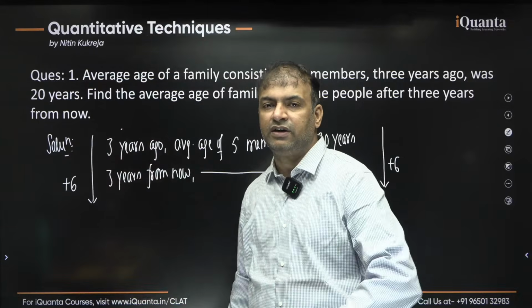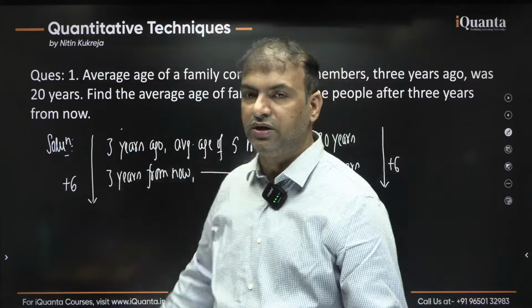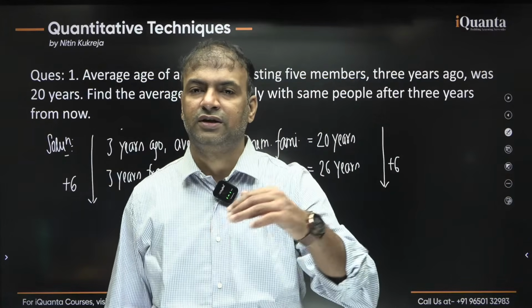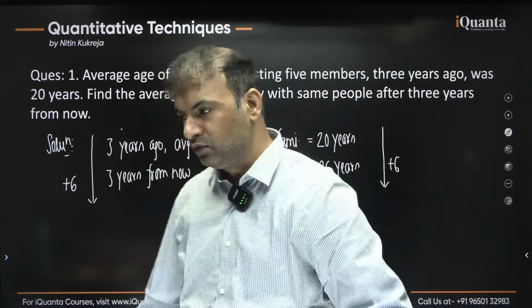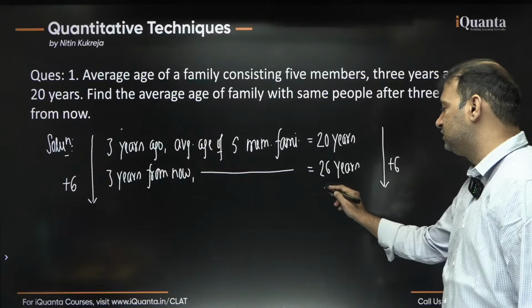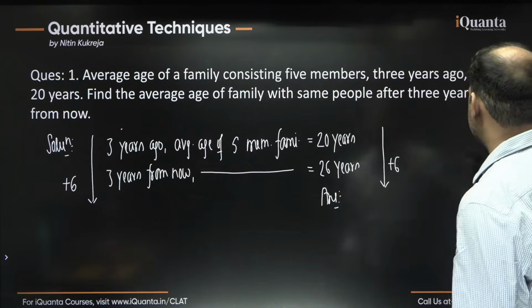The data given is of 3 years in the past, and the question is about 3 years in the future. So from 3 years in the past to 3 years in the future, the gap is 6 years, and we are moving 6 years into the future. So the average will also increase by 6 years. That means the average must be 26 now, right? So that was question number 1.